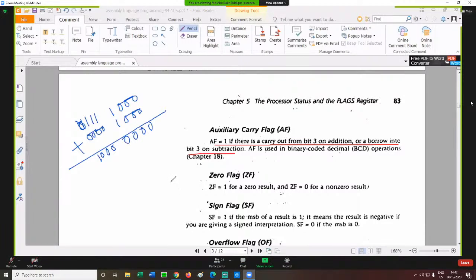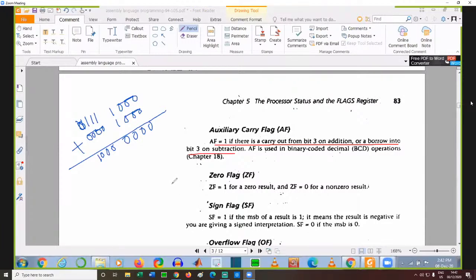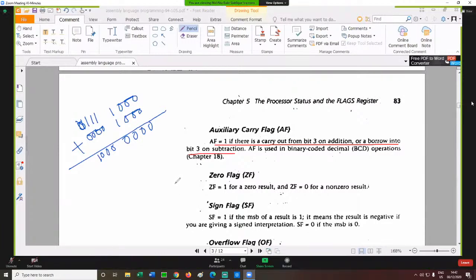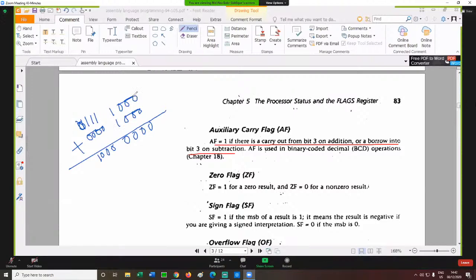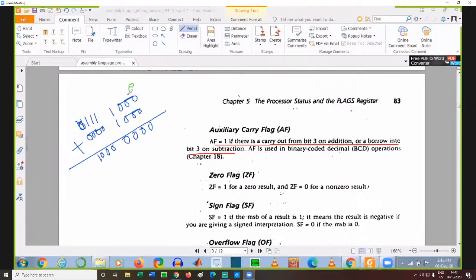Sir, we can add 1 1 1 and 0 0 0, then carry out 1, sir. The last 4 bits, bit 3. Yes, so you can say from bit number 3. So you have to calculate bit number 3 first. This is bit number 0, bit number 1, bit number 2, and this is bit number 3. Now you have to look at the addition. Is there any carry out from bit number 3?